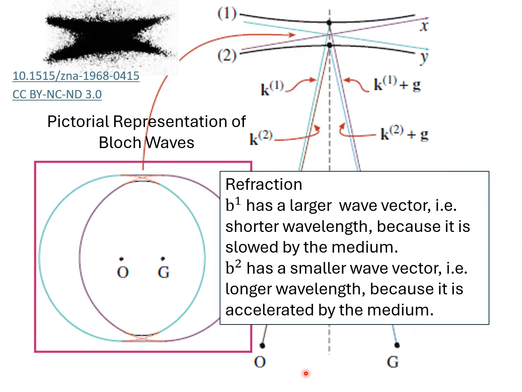Bloch wave 1 has a larger wave vector, and that's a shorter wavelength because it's slowed by the medium. And Bloch wave 2, which is this bottom one, has a smaller wave vector. It's a longer wavelength because it's accelerated by the medium.